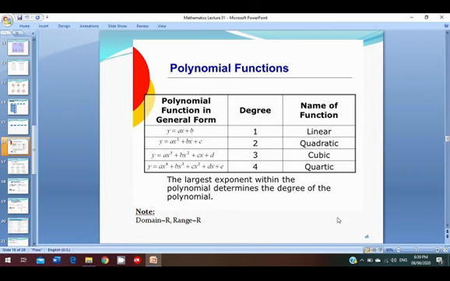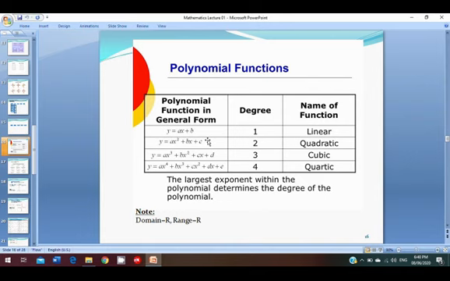The very important type of function is a polynomial function, and polynomial functions are those functions in which the largest exponent within the polynomial determines the degree of the polynomial. What I mean to say, look at the first expression where y is equal to ax plus b. In this expression, the highest power of x is 1. That's why we call it a degree 1 polynomial or linear function. In the second case, the highest power is 2. That's why it's a degree 2 polynomial and it's a quadratic function.